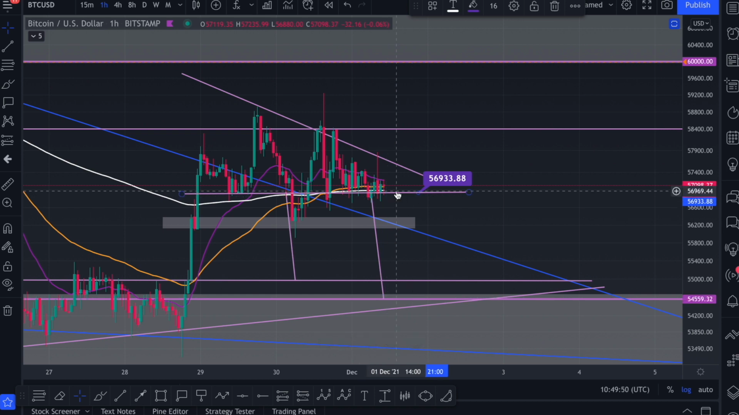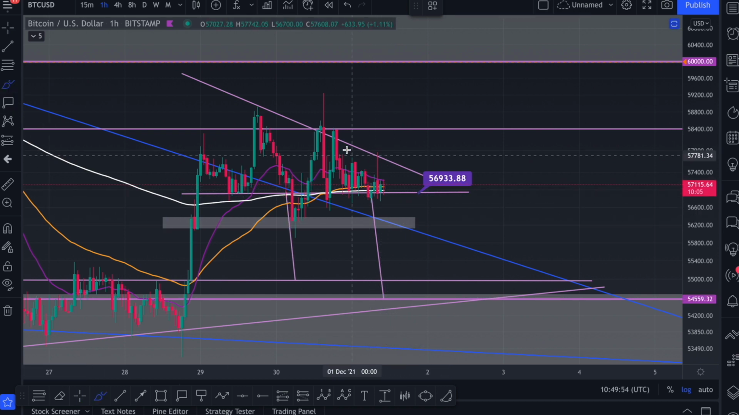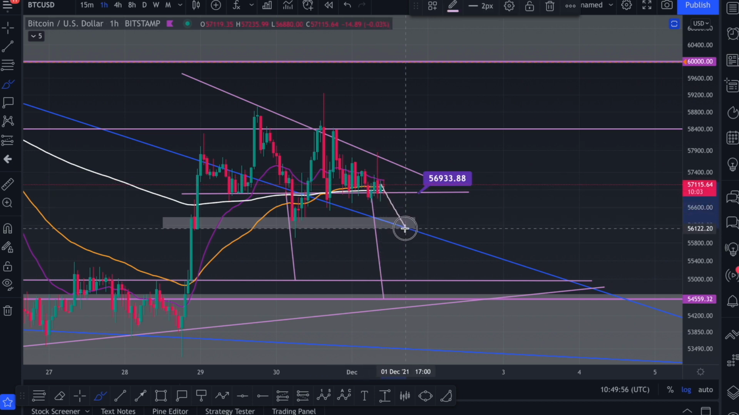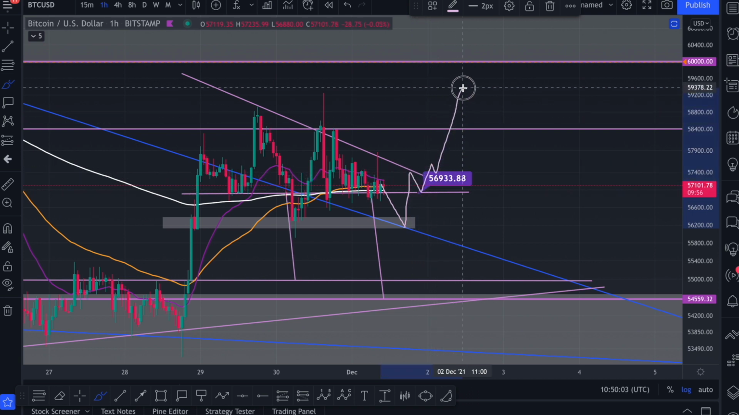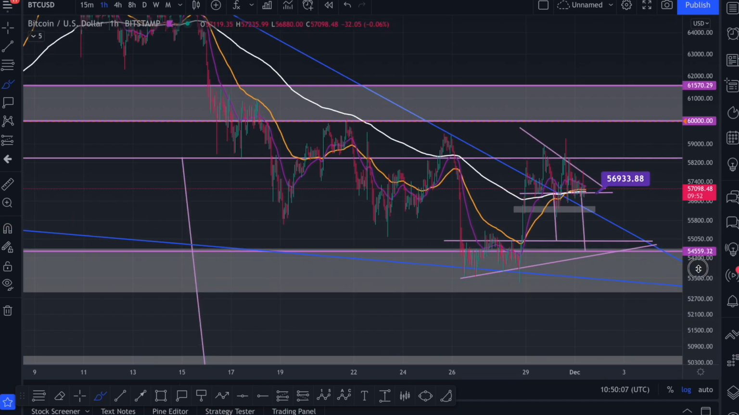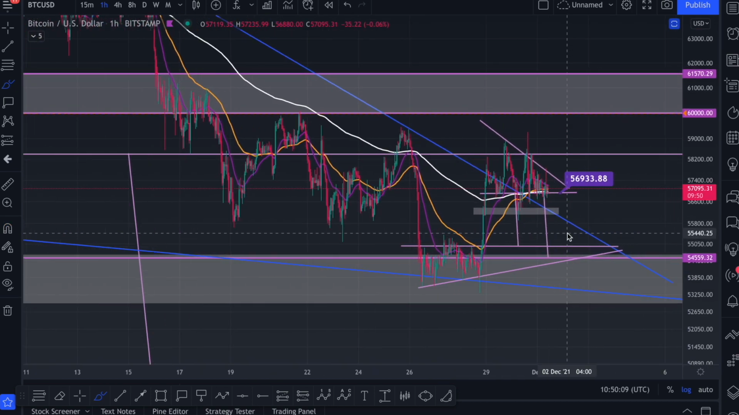And so you could actually just come down to the blue line, and you could invalidate this pattern over here. And how? By coming down, finding support. Sorry if you can hear the dogs. Coming down, finding support, and getting back above this, confirming it as support, breaking out, and heading up basically to 60k.